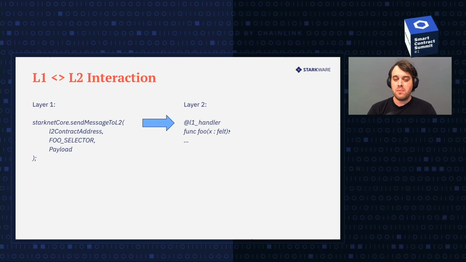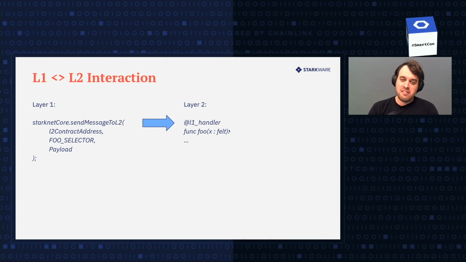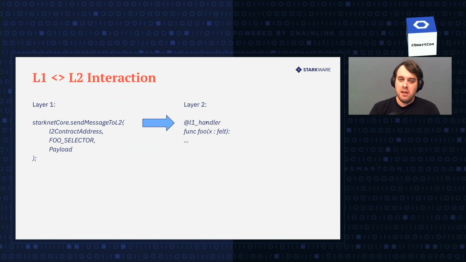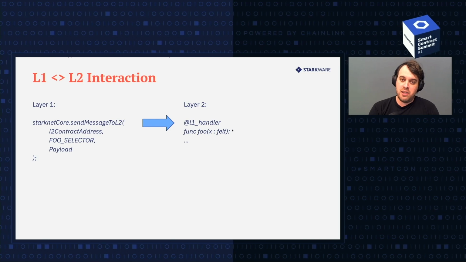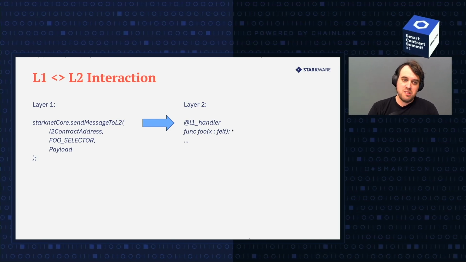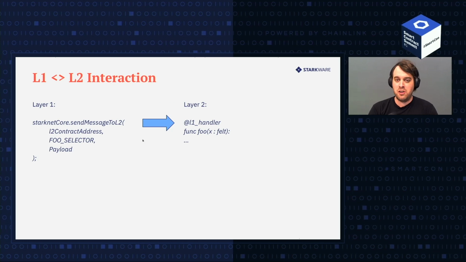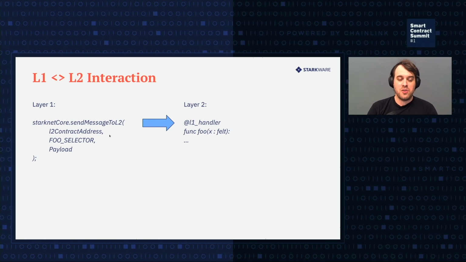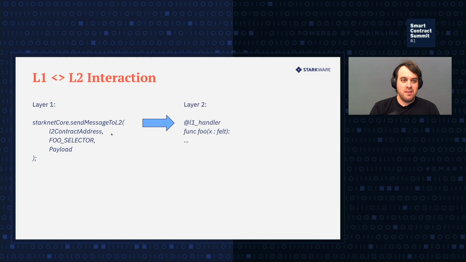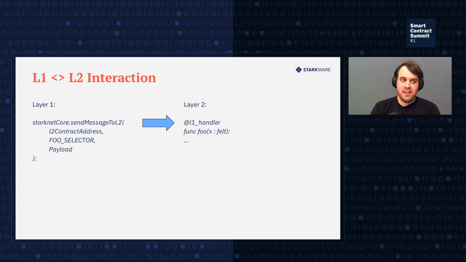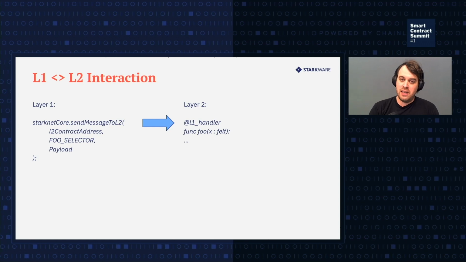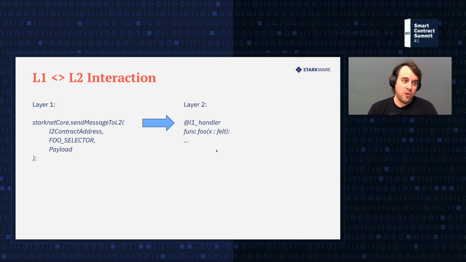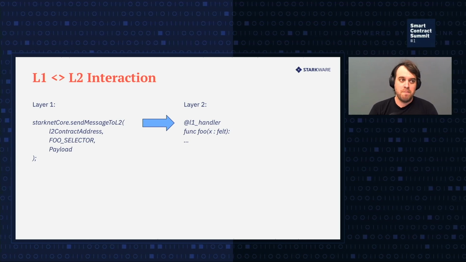Now, on layer 2, in order to receive that interaction, we need to designate an appropriate function via the L1 handler designator up here. This takes function foo and creates a unique selector for it based on the function name, which is what we pass as an argument to the send message to L2 function. So then once the layer 1 contract sends this message to layer 2, the StarkNet operating system will trigger the appropriate layer 1 handler corresponding to this message and run whatever business logic we incorporate into that function accordingly.